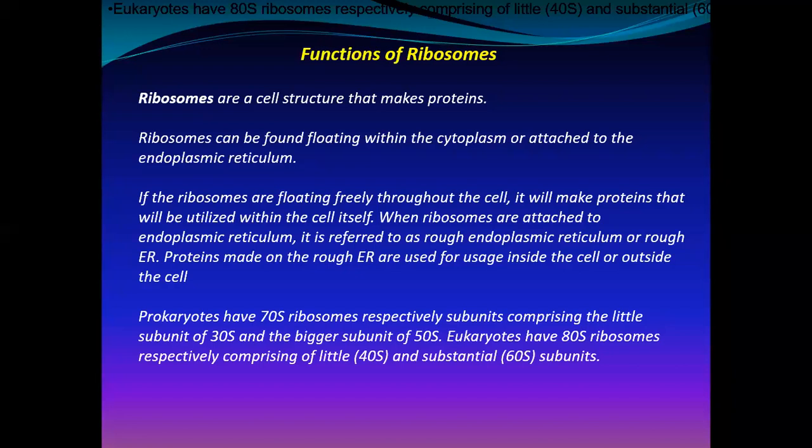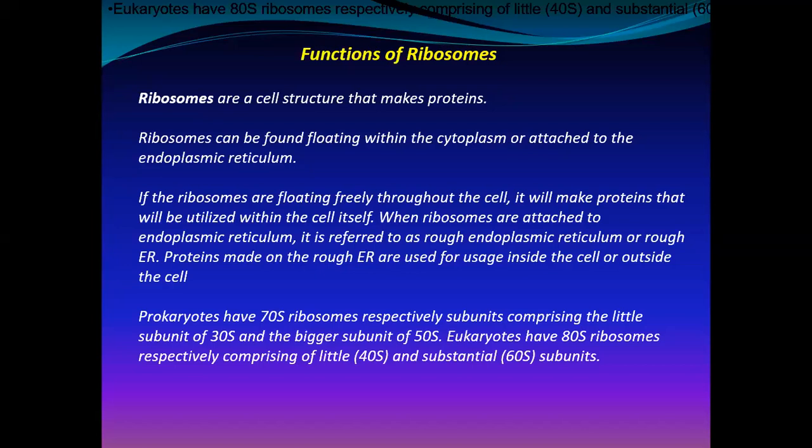So the ribosome has two subunits, right? So prokaryotic ribosome is called 70S. S actually stands for sedimentation coefficient, right? So it has a little subunit called 30S and the bigger subunit called 50S. That 70S is not the average of both, right? So the entire ribosome is called 70S.